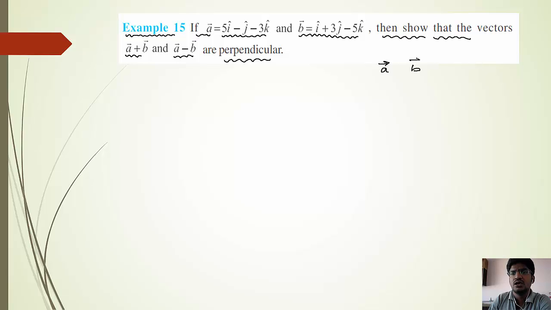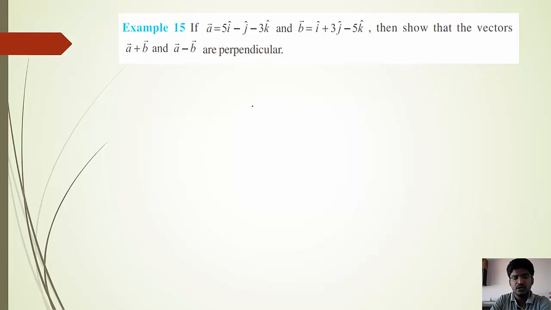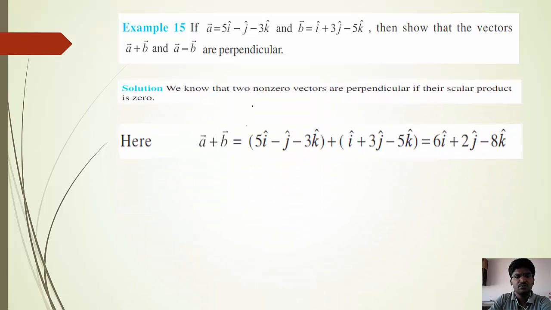By using vector A and vector B, first we have to find the sum of the two vectors. Next we have to find the difference of the two vectors. After that we should check the scalar product. If the scalar product is equal to 0, then it is understood that vector A plus B and vector A minus B are perpendicular to each other. First we shall solve vector A plus B.